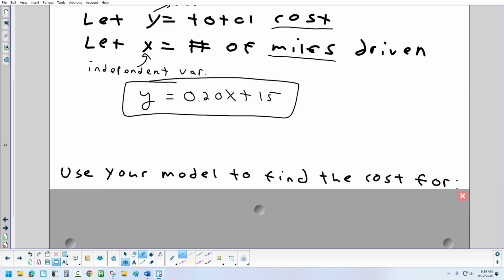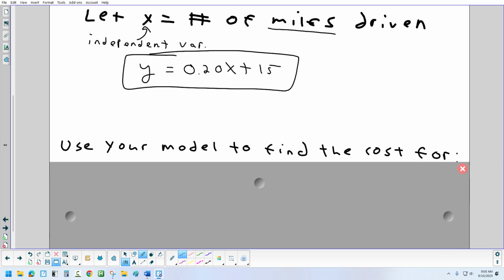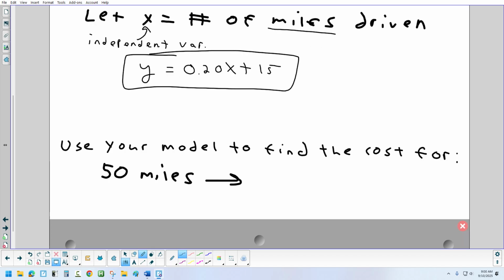So a lot of times what we do is we call that equation the model, right? It's modeling what's happening in this problem. So let's use that equation, let's use that model to figure out the cost to rent the car if we drive 50 miles. How would I figure out the cost to rent the car if we drive 50 miles? Yeah, Christian? You plug the 50 miles into the X.